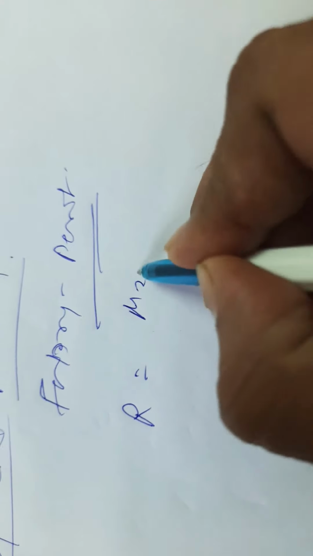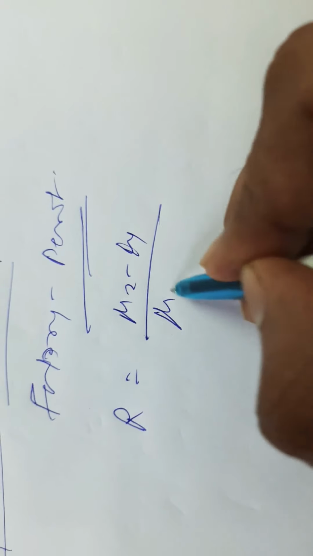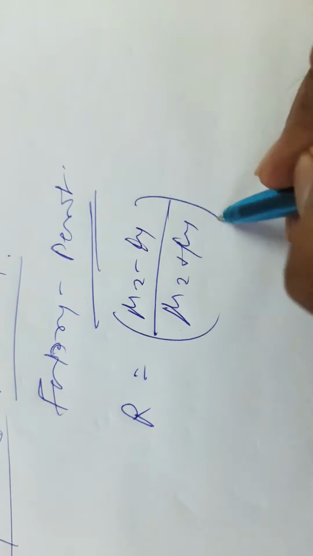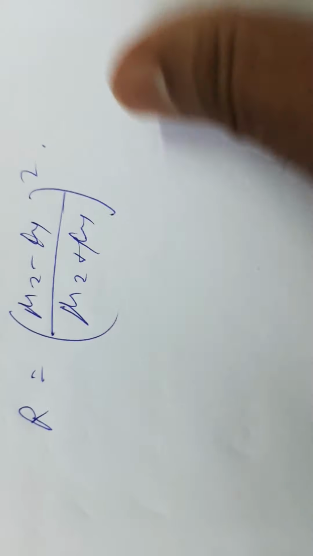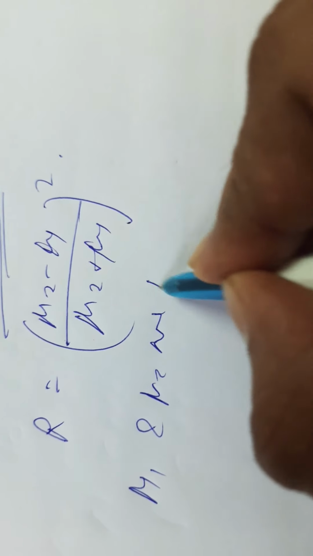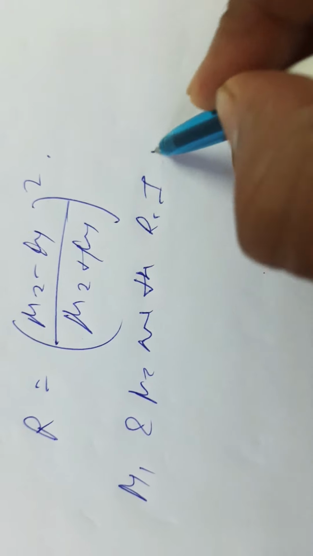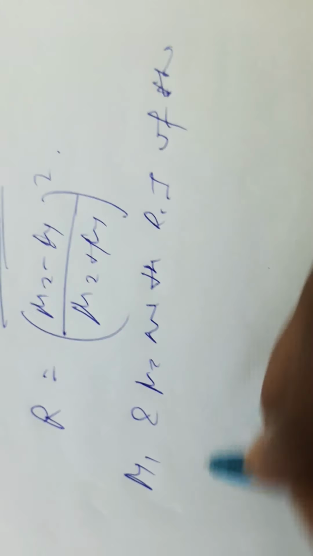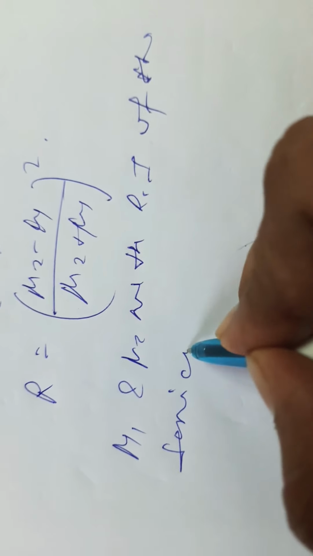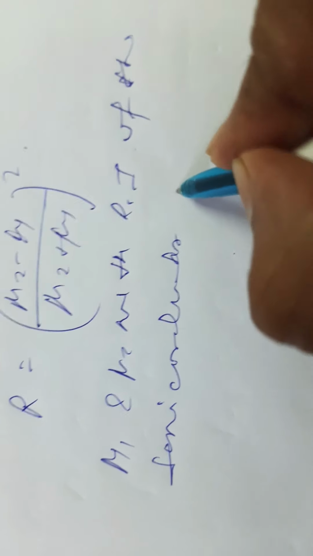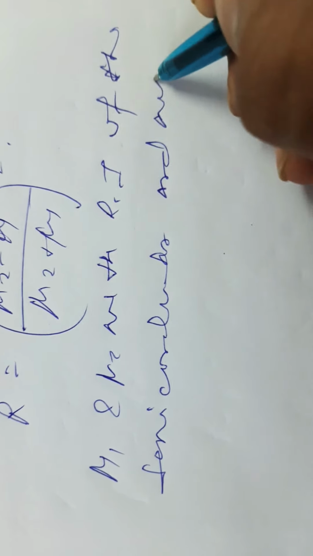The reflectance at the boundary of the semiconductor and air is given by R equal to (mu2 minus mu1) by (mu2 plus mu1), whole square. Here mu1 and mu2 are the refractive indices of the semiconductor and air respectively.